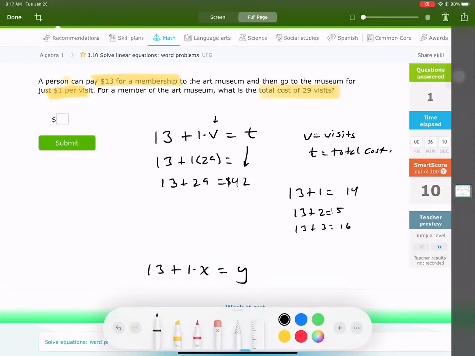What if this on the side was $3 per visit? What if it was $13 for membership and $3 per visit? The equation doesn't change that much. We still have to pay $13 for our membership, and then we add $3 per additional visit. That will lead us to our total. And if I went ahead and did 29 visits, I would just stick V as 29.